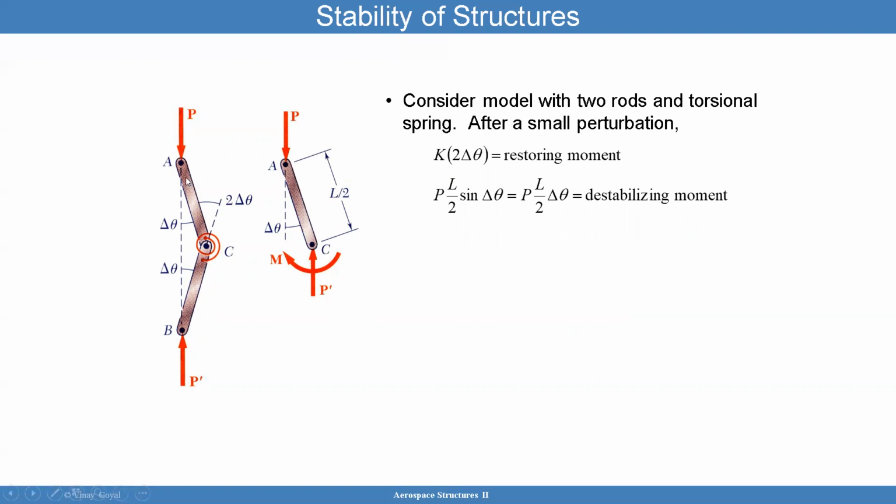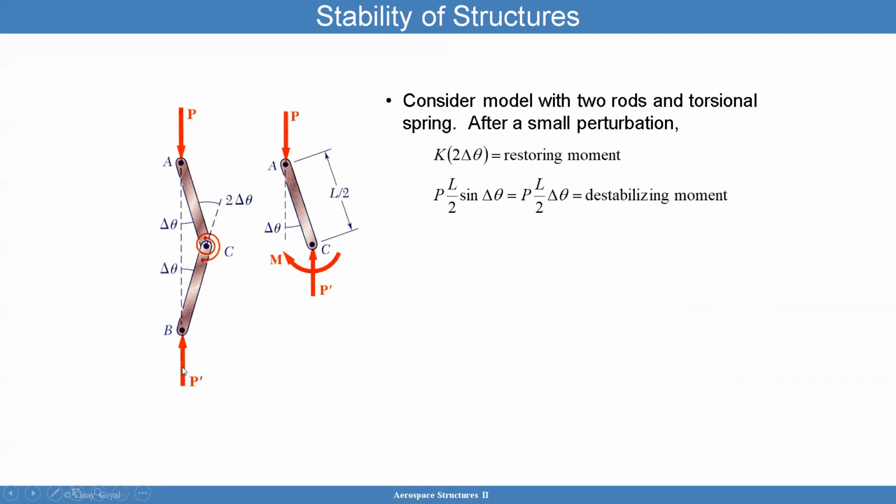I don't want to go into extensive detail, but basically, the restoring moment here due to that torsional spring is the spring stiffness, K, times twice this angle change. So it goes from straight to an angle change of twice delta theta. So you basically have a restoring moment that is reacted at this point, because of that torsional spring trying to react this applied load.